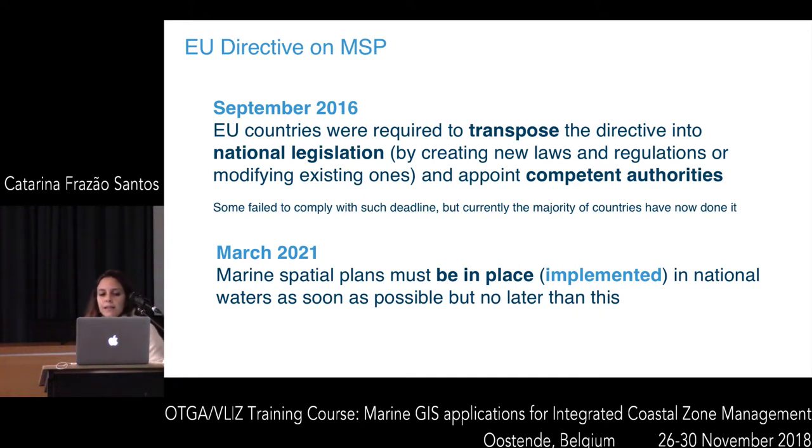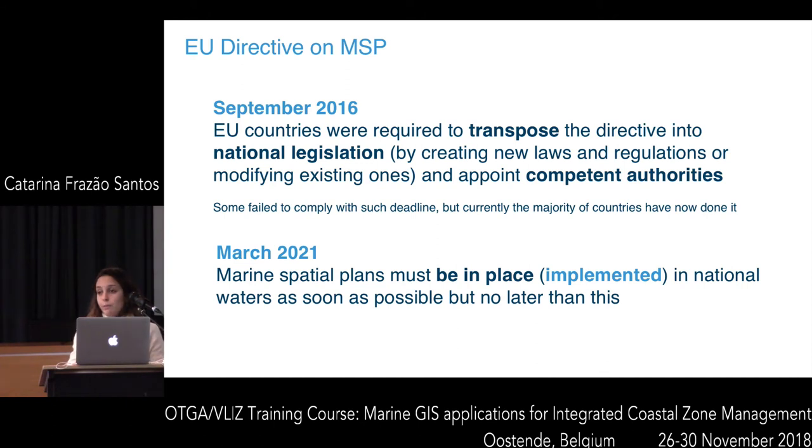And so this was published in 2014, and 2 years later, all countries had to transpose the directive into their national legislation. And this could happen by creating new legislation, as we've seen before, when establishing authority for MSP, or by adapting existing legislation. In the Portuguese case, for example, we created a new law and new regulations for marine spatial planning. And then countries also had to appoint competent authorities. By September 2016, many countries did not comply with the deadline, but afterwards they transposed the directive, and at this stage most countries have already done it.